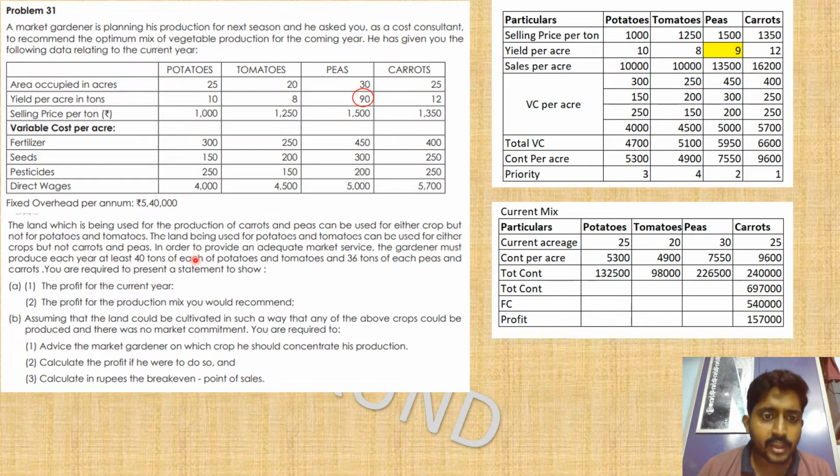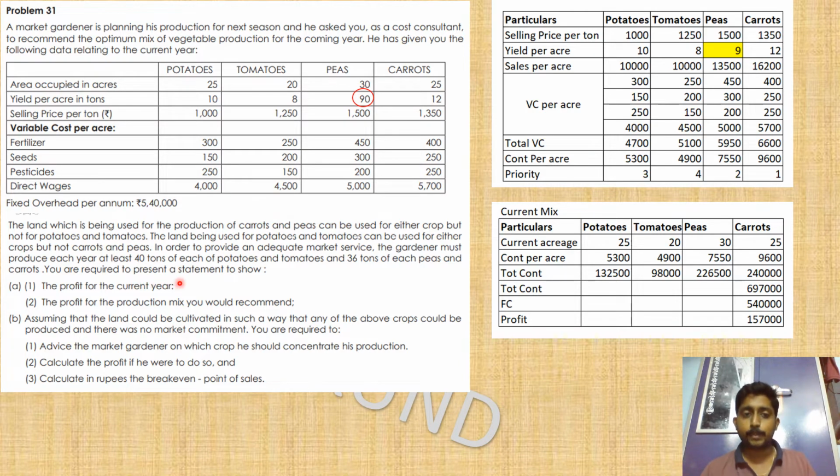In order to provide an adequate market service, the gardener must produce each year at least 40 tons each of potatoes and tomatoes. So potato minimum 40 tons he has to produce. Even if it is not profitable or least profitable, he has to produce potato and tomato 40 tons each, not 40 tons in total, 40 tons each. Similarly, 36 tons each of peas and carrot.